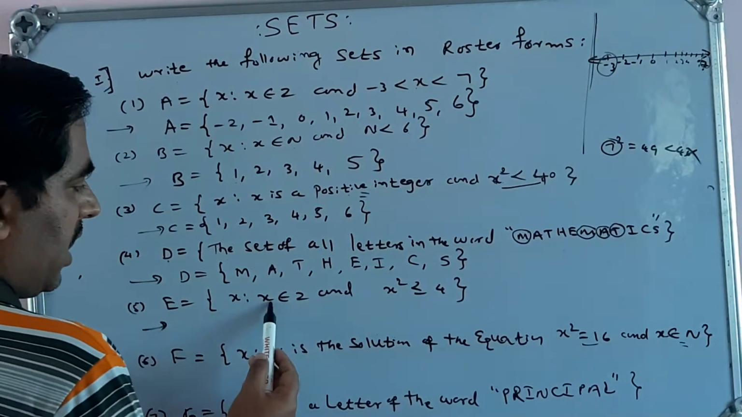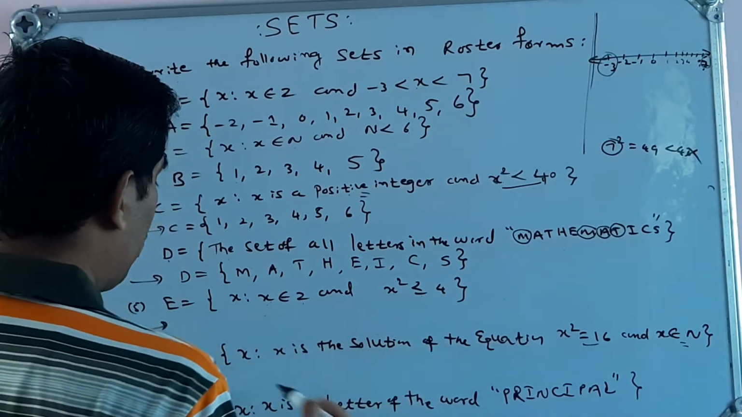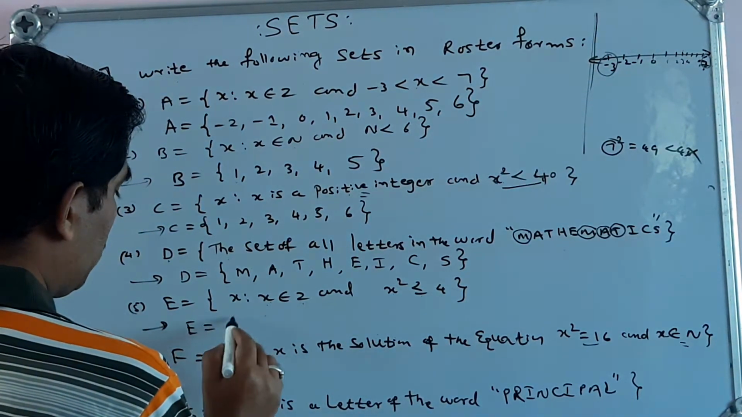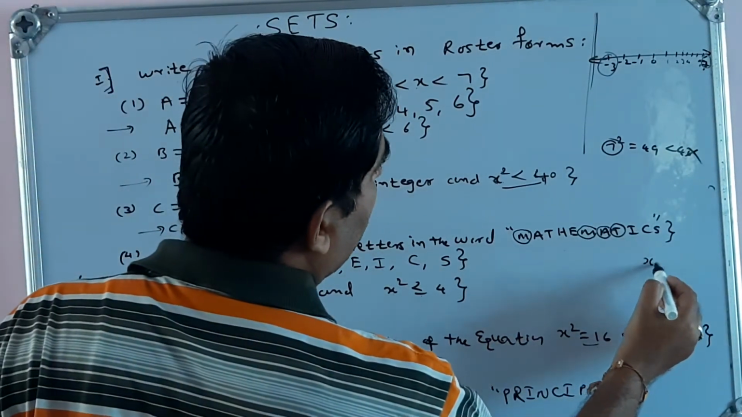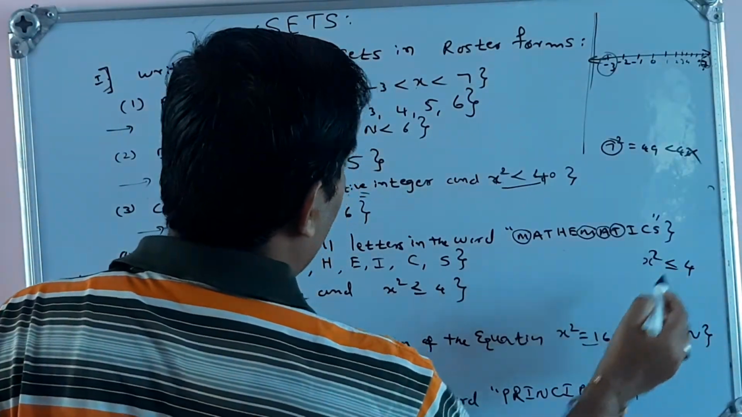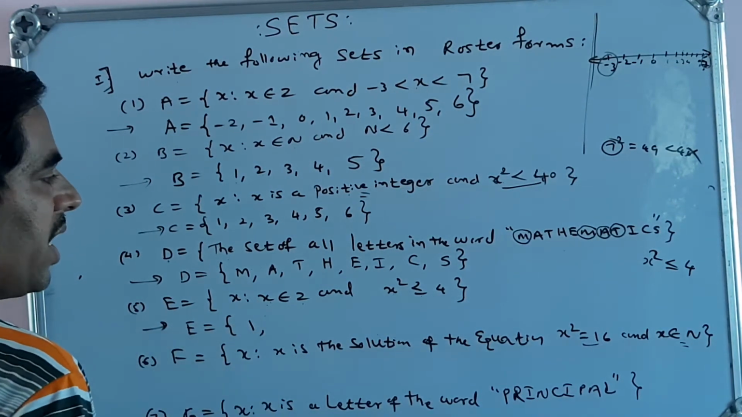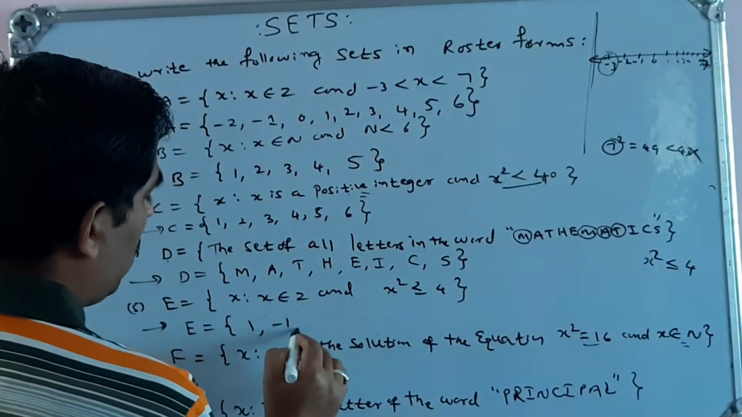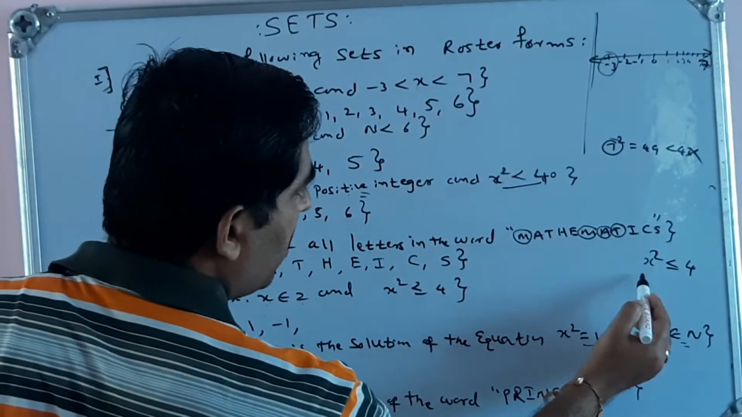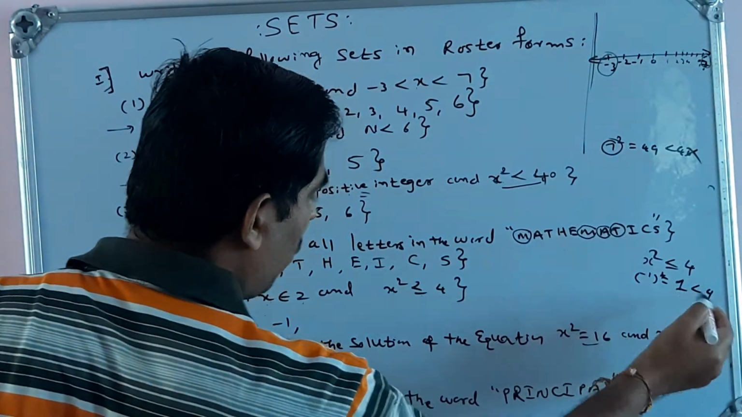Next, x such that x is an integer and x square is less than or equal to 4. What are the integers which satisfy this property? x square less than or equal to 4. I can take 1 here. 1 square is 1, less than 4. I will also take minus 1. Minus 1 whole square is 1, less than 4, it holds good.